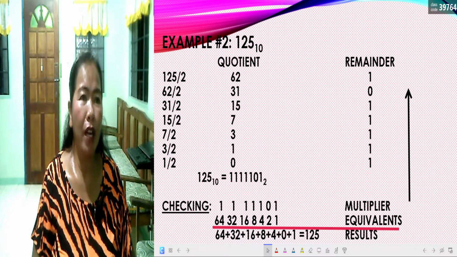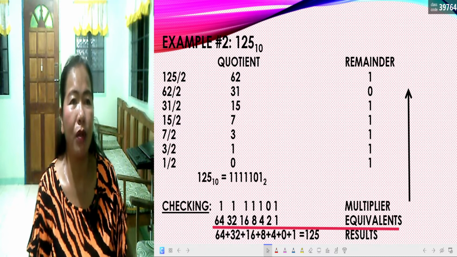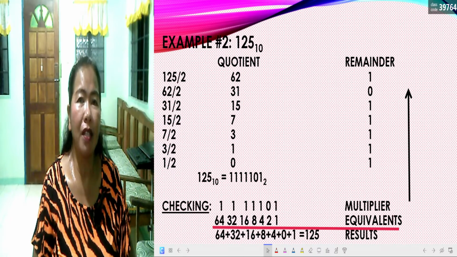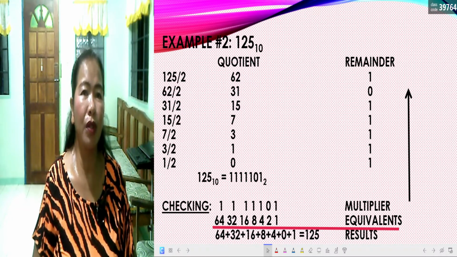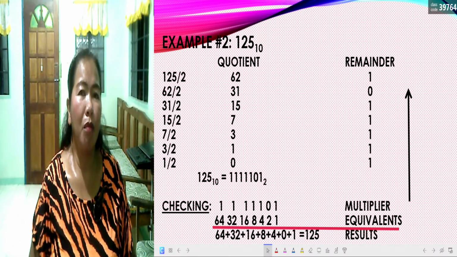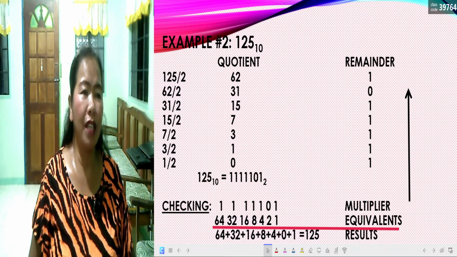So I'll repeat, 125 in decimal, what is that equivalent in binary? So we have here 125 divided by 2 is 62, then the remainder is 1, of course, because 125 is an odd number. Then the last quotient is 62. So that 62 would be divided by 2, and that results to 31. Since 62 is an even number, therefore the remainder is 0. So the last quotient is 31.